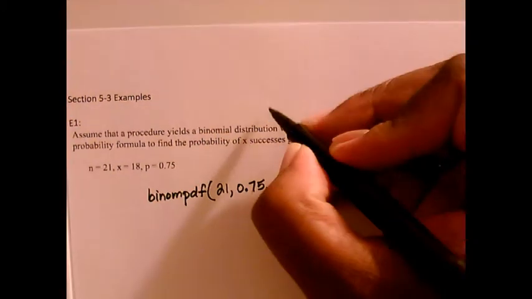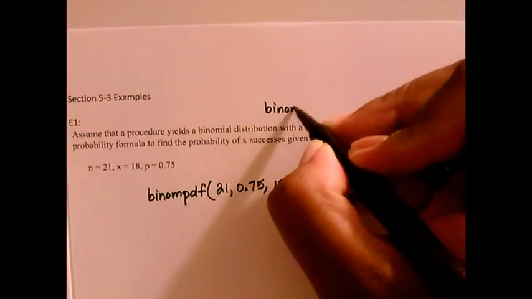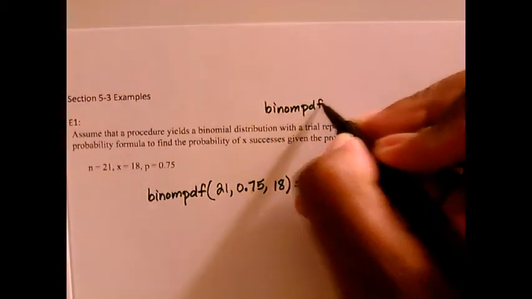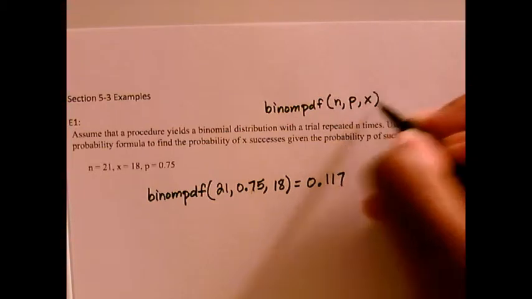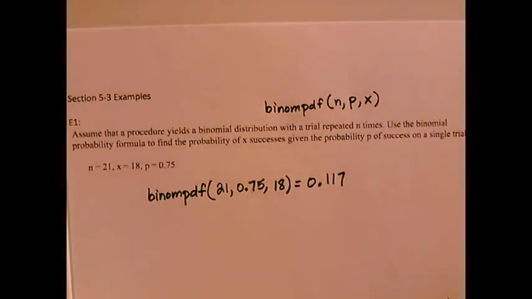So pretty much the format I can give you would be this: binom PDF, you have N, comma, P, comma, X. For those of you who have the TI-83 or the earlier TI-84 Plus calculator. Now, if you have the newer TI-84 Plus calculator, you won't have to do that. It'll just tell you, enter the number of trials, then press enter, then your probability of success, you'll press enter, and then your X value, you press enter.